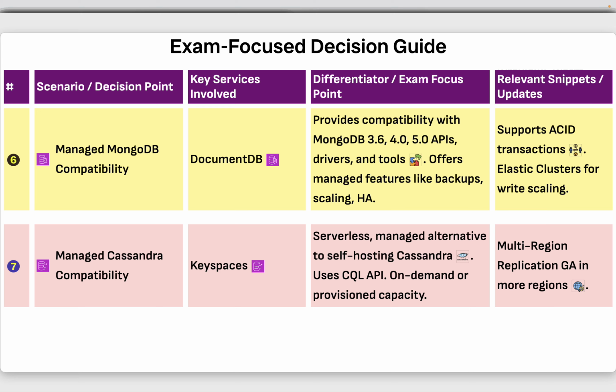Next one, managed Cassandra compatibility. If they talk about something that has to work with Cassandra-compatible APIs or applications or migration or legacy, immediately Keyspaces is the right answer. It is serverless, a managed alternative to self-hosting Cassandra. It uses a similar CQL API. You have on-demand or provisioned capacity. It has multi-region replication, generally available in more regions now.